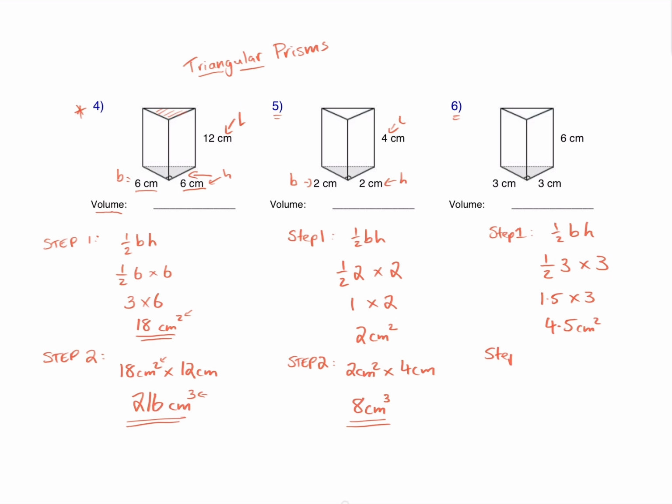Now, step 2. We take this area, the 4.5 centimeters squared, and we multiply it by the length, which is 6. 6 multiplied by 4.5. Now, you could do this in your head, but if you have a calculator, use your calculator. 4.5 multiplied by 6 is 27. And remember, it's 27 centimeters cubed.